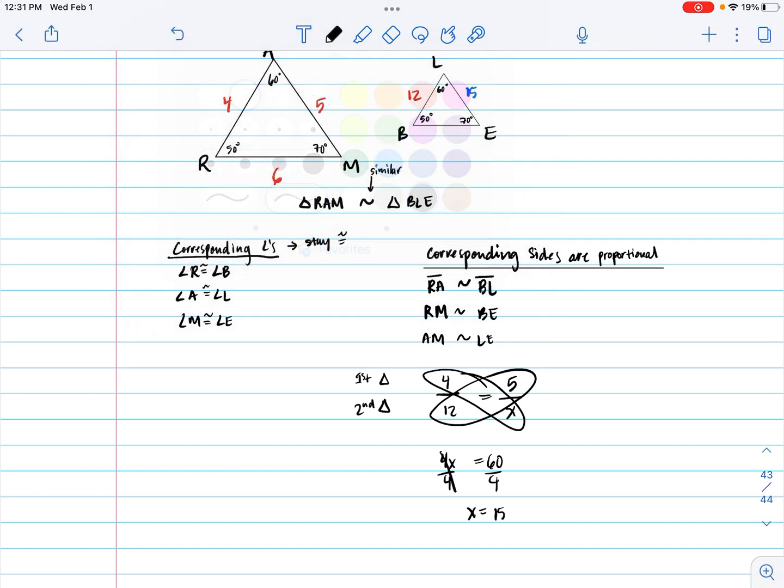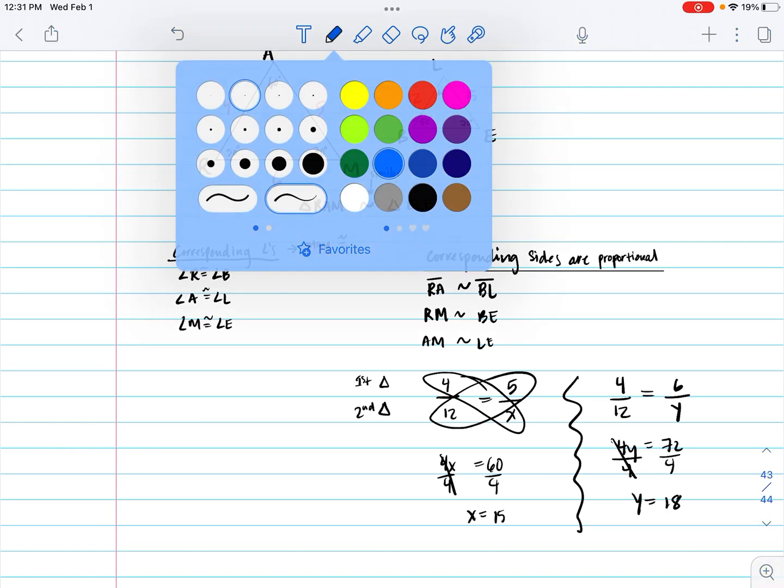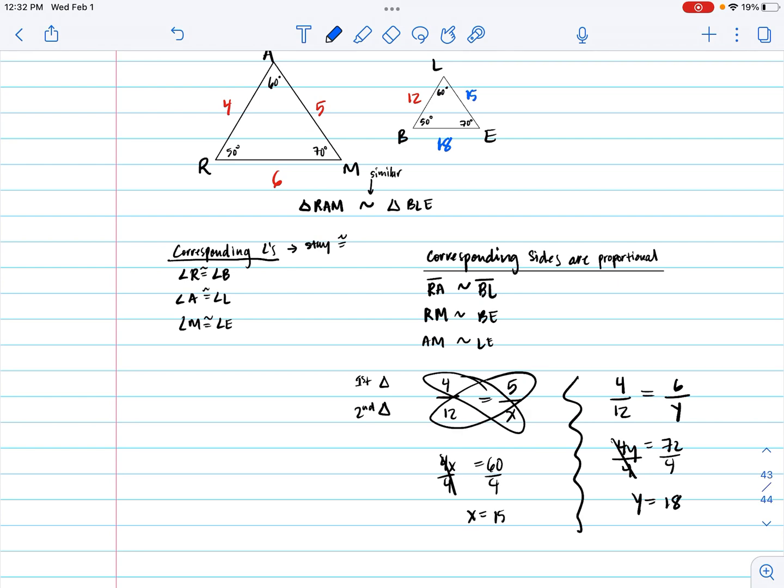And we could do the same thing with BE. We could use the same ratio, 4 over 12, from first triangle to second triangle. BE corresponds to RM, so we could say 6 over, let's call this Y this time, because we don't want to use the same variable. We get 4Y is equal to 72. Divide both sides by 4, and Y is then equal to, I believe, 18. I'm going to put that in blue also. And we have our second triangle filled in.